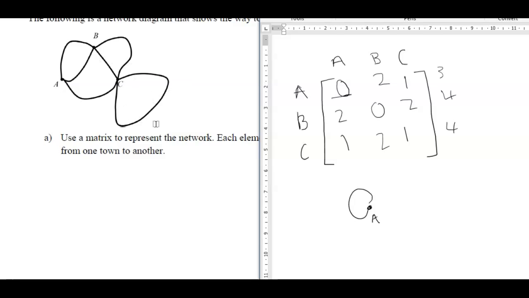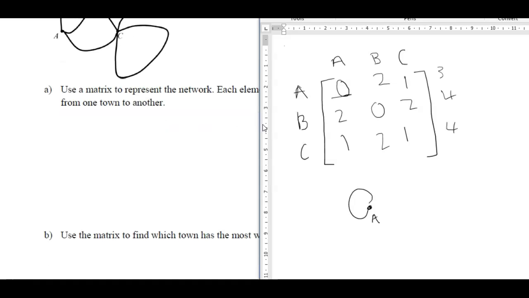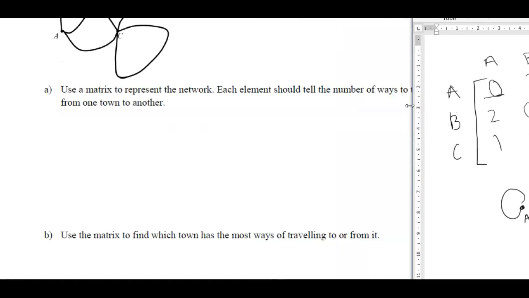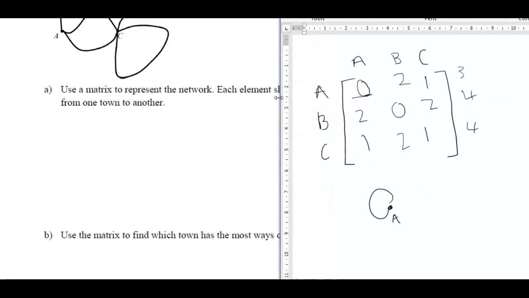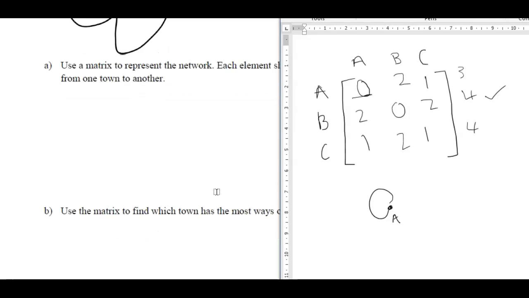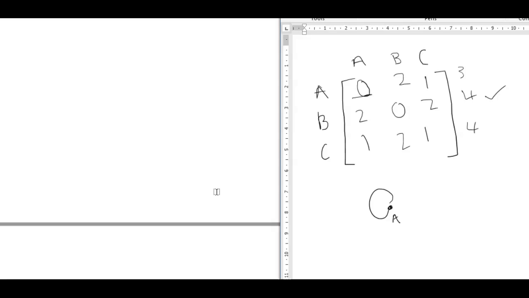Now, I might just check the wording of that question. Which one has the most ways of traveling to or from it? So I would say traveling to C from C is not a way. So I would answer B. But it's quite a silly question because there is a loop there. Okay, is there another question?